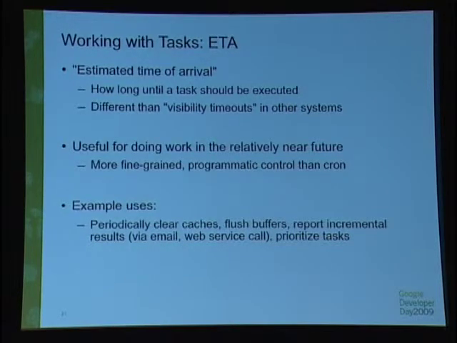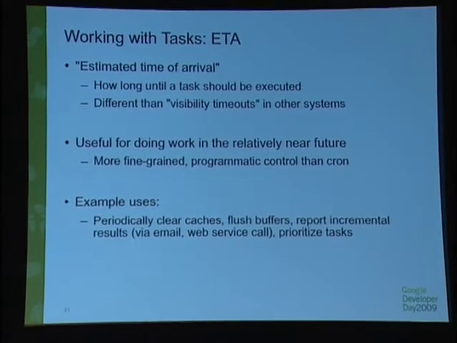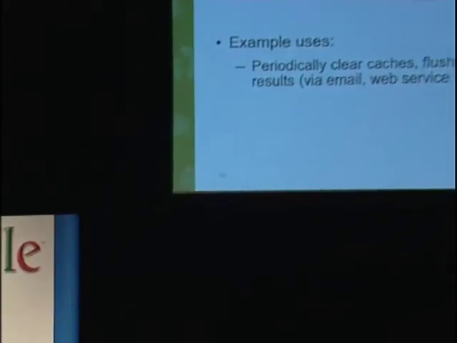Now, this is very different than visibility timeouts. If you've ever used Amazon Simple Queuing Service or Azure Queues, they have visibility timeouts, which is kind of like a lock that a worker has on a task. This is nothing like that. The ETA is specifically a time to run the task. So it's useful for doing fine-grained work in the future when you know, okay, I need to do this work 25 seconds from now. I need an alarm clock to go off or whatever. So an ETA can be used for that.